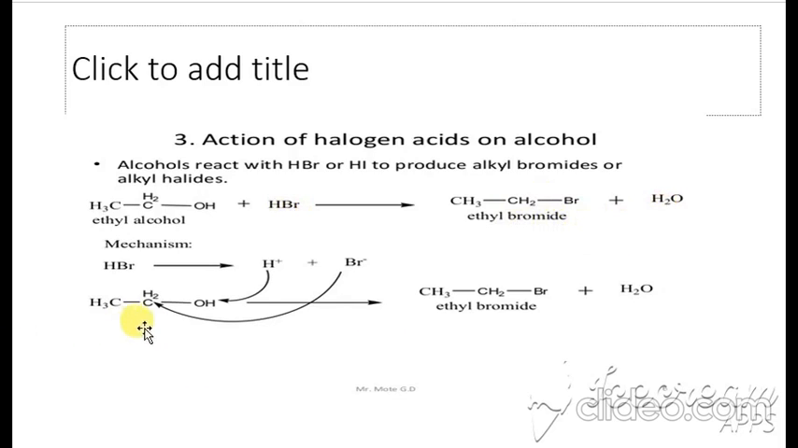What happened here? You know, oxygen is more electronegative, and carbon, due to the oxygen, carries the partial positive charge, and oxygen slightly carries the partial negative charge. So the negative part of HBr attaches with the partial positive carbon, and the remaining hydrogen, which contains the positive charge, attaches with the hydroxyl group and makes water, and that bromide which attached with the carbon positive charge forms the ethyl bromide.